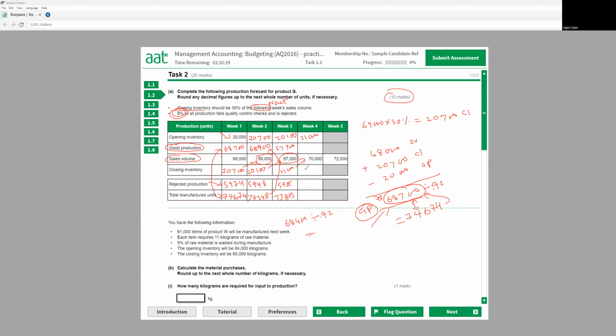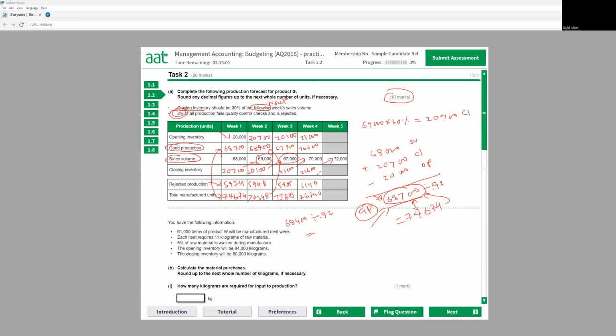For week 4, closing inventory will be 30% of 72,000. That is 21,600. And the production will be 70,600. And the manufacturing unit will be 76,740. And the rejection will be the difference, 6,140.